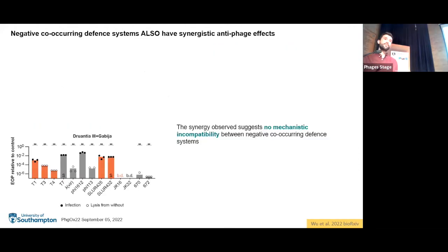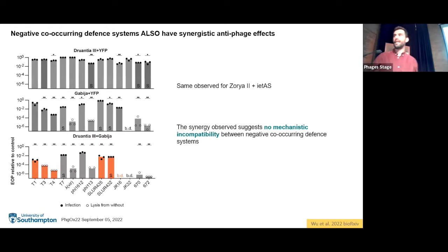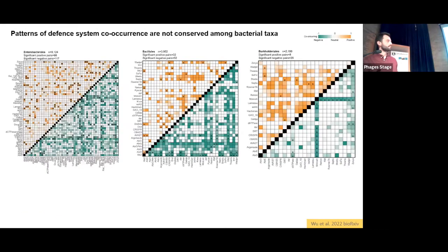So we tested some of these pairs, and to our surprise, they don't provide an antagonistic interaction, suggesting that there's no mechanistic incompatibility between them, but there's probably something else happening that is favoring these defense systems. And we found this in other pairs that we studied, by looking at the same less frequently occurring pairs.